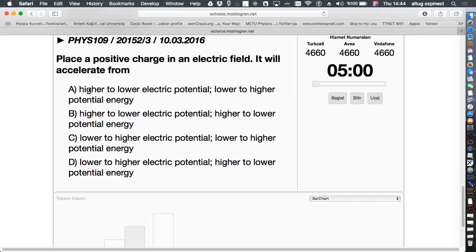Okay, now we have one more question for you. Can I ask a question about the question? Yes. Electric field is uniform? Not necessarily. I mean, we have an arbitrary electric field configuration, and we just put a positive charge in this electric field. It can be uniform, it might be non-uniform.